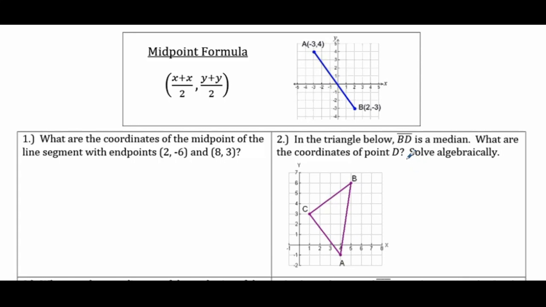The midpoint is a point right in the middle of a segment, right at the halfway point. So if we want to do this graphically, we'll take segment AB and find the midpoint. We just have to count the distance from A to B.